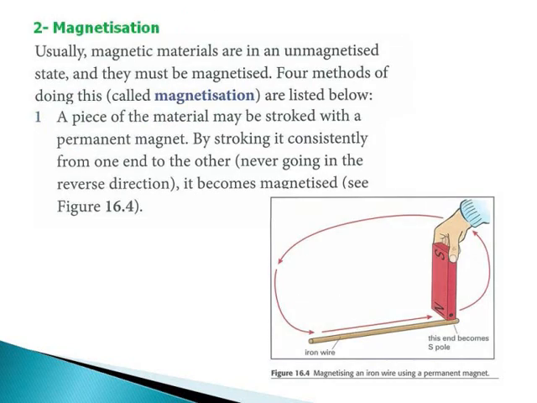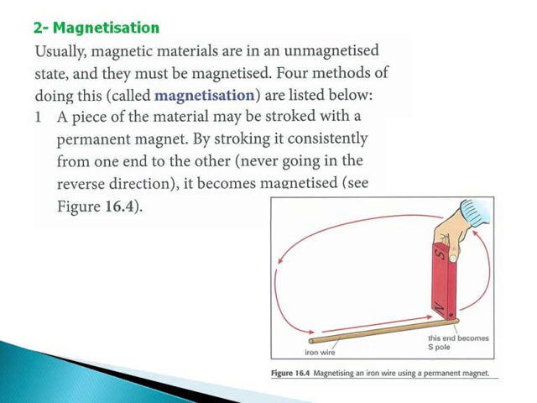What is magnetization? Usually magnetic materials are in an unmagnetized state, and they must be magnetized. So here we are going to discuss four different methods of doing this, or bringing magnetization to materials. The four methods are listed here.